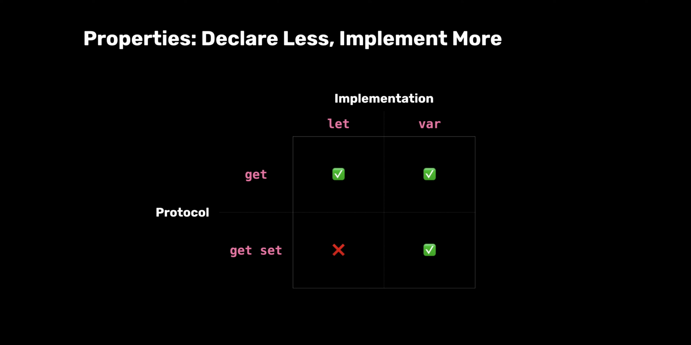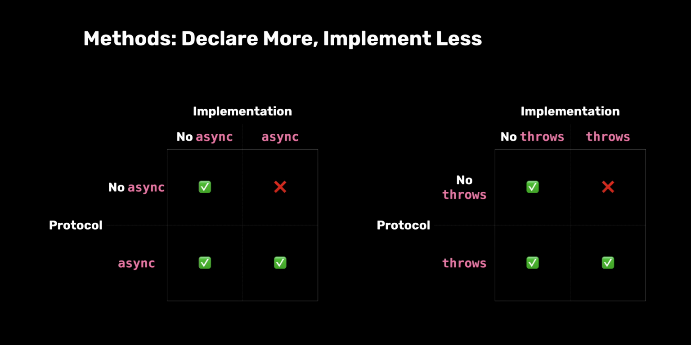With properties, you can declare less but implement more. The protocol can require only read access, but the implementation can still be mutable. With methods, however, it is the other way around. For instance, if the protocol doesn't say that the method is asynchronous, then your implementation can't be async either. But you can declare more and implement less. A throwing method in the protocol can be implemented as a non-throwing one, and an asynchronous requirement can be implemented by a synchronous method. Let's put all of this into practice.